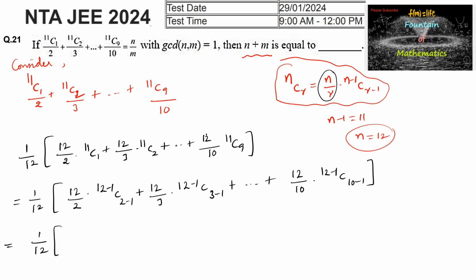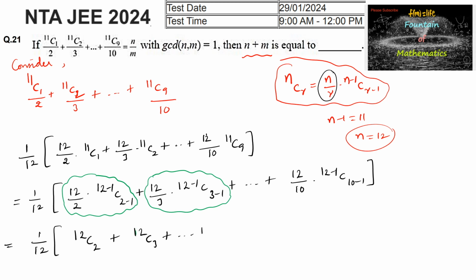So let us use this formula: nCr is equal to n/r times (n-1)C(r-1). So 12/2 times (12-1)C(2-1) we can write as 12C2. Similarly, the next one, 12/3 times (12-1)C(3-1), we can write as 12C3, and so on. 12/10 times (12-1)C(10-1) we can write as 12C10.